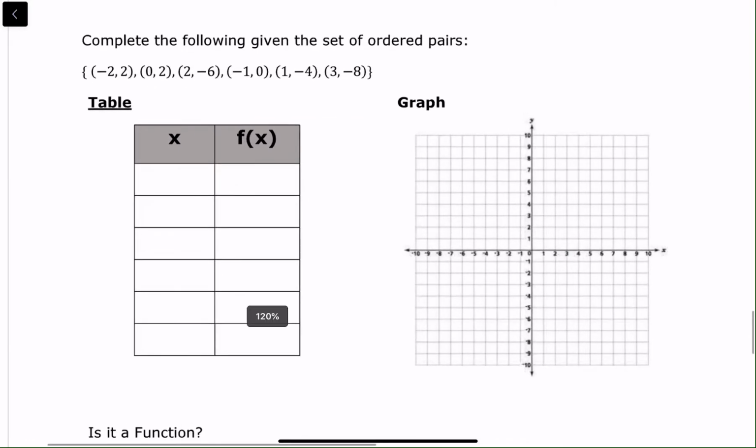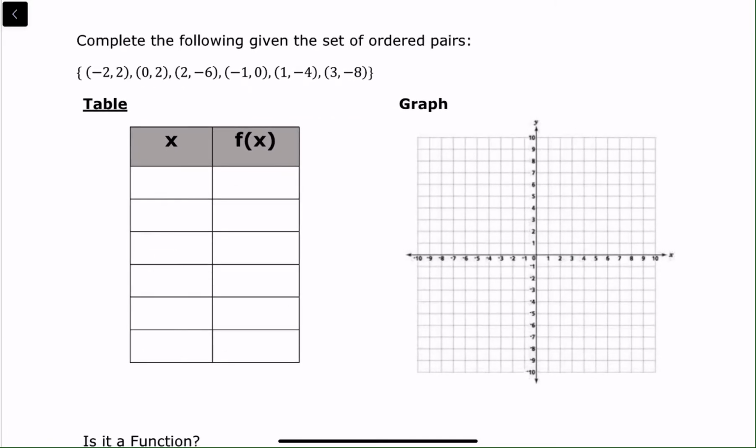And last but not least, we're going to complete the following given the set of ordered pairs. So I'm going to first graph these points before I do the table. I'm going to do that so it's easier for me to put my points in order. So my first point is going to be -2, 2. My second point, 0, 2. My third point, 2, -6. My fourth point, -1, 0. My fifth point, 1, -4. And my sixth point, 3, -8.